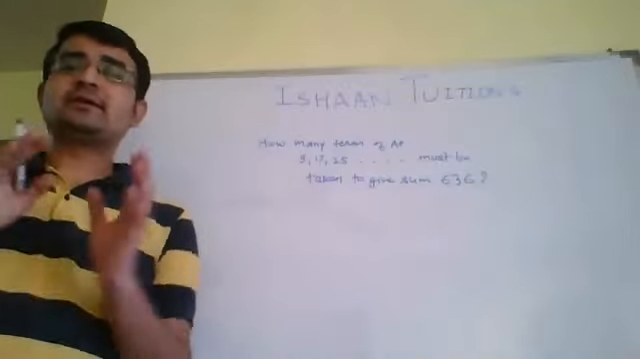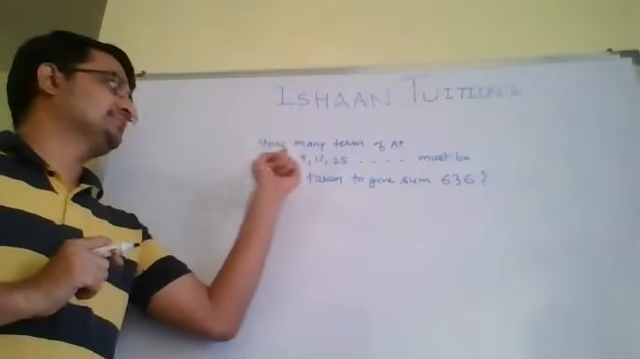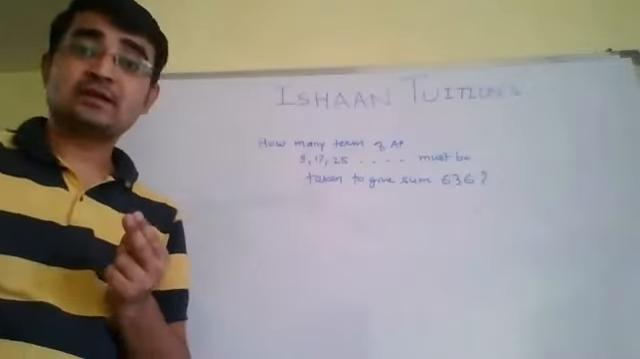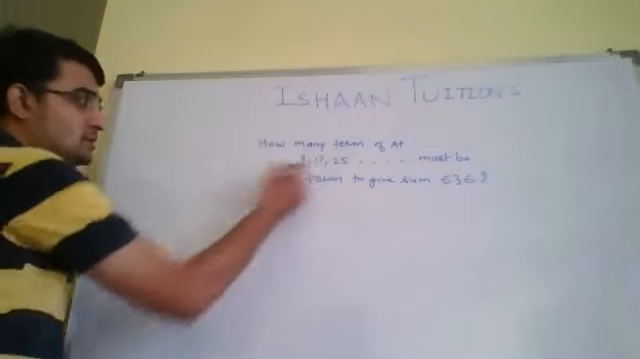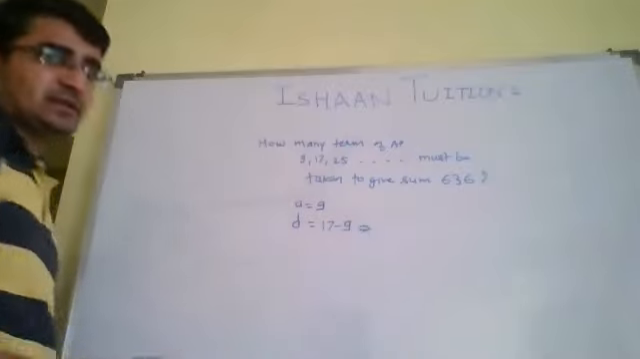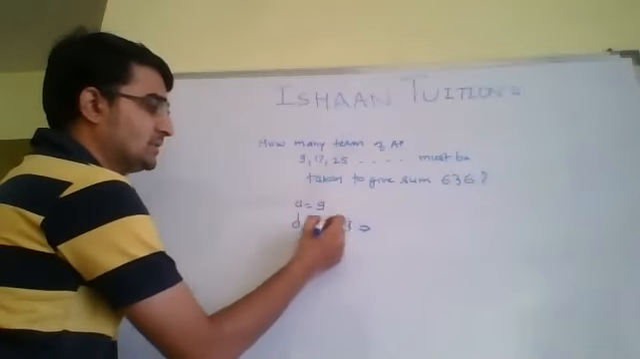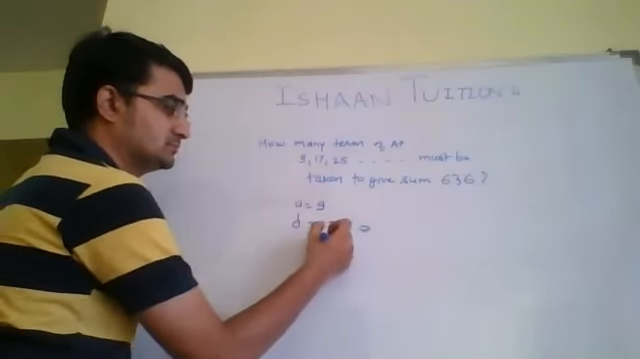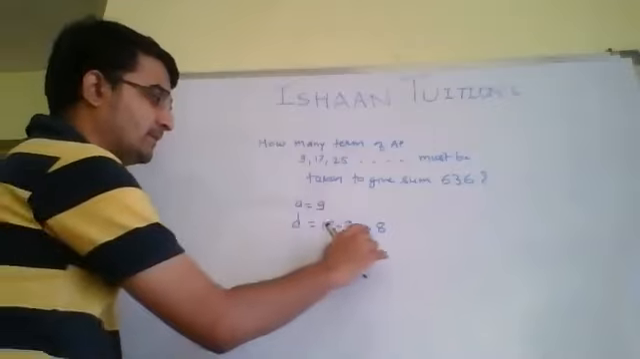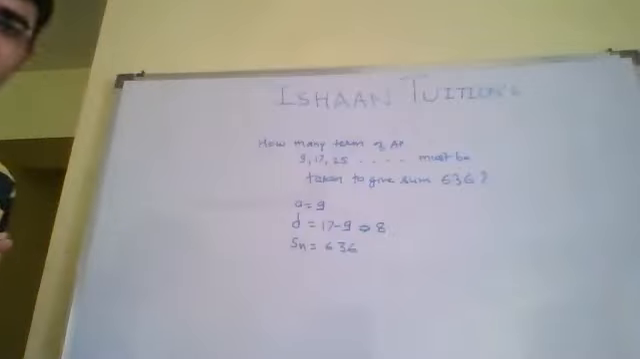If you read this question very carefully, you'll come to know that there are some things which are given. First, the AP is given, so from here we can find the first term and the common difference. There's one more thing given, that is the sum of n terms. So A is 9. Common difference is 17 minus 9. What is 17 minus 9? Then we have the Sn, 636.